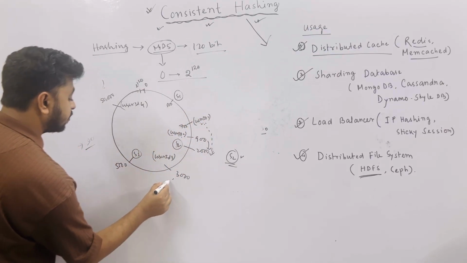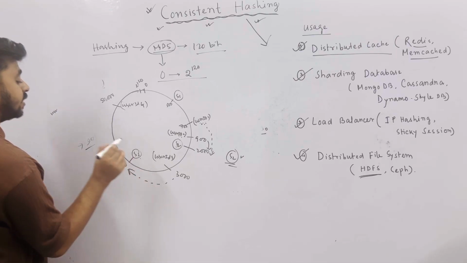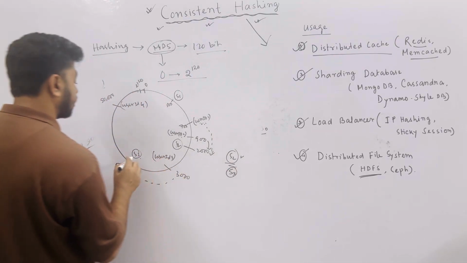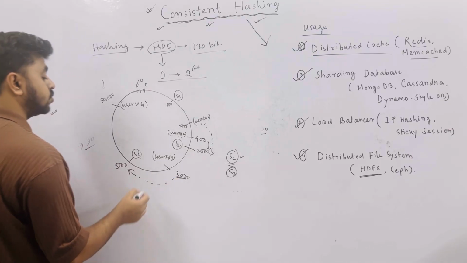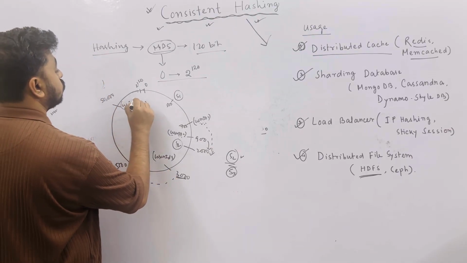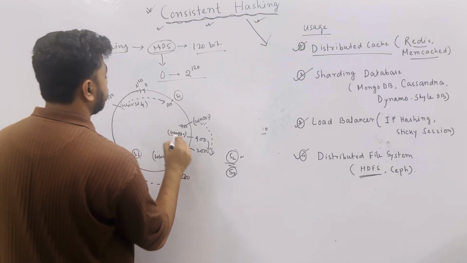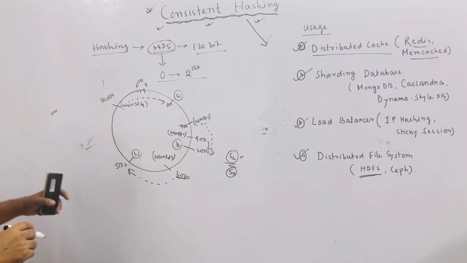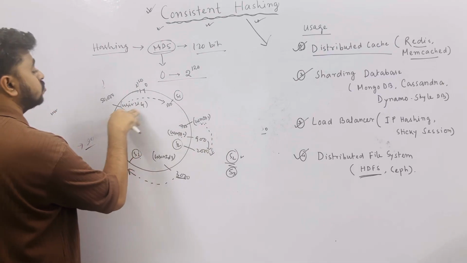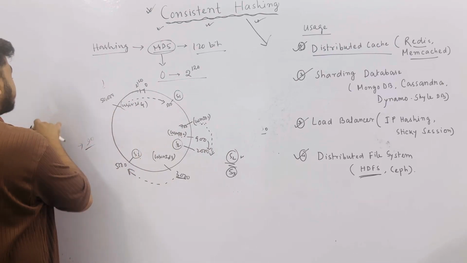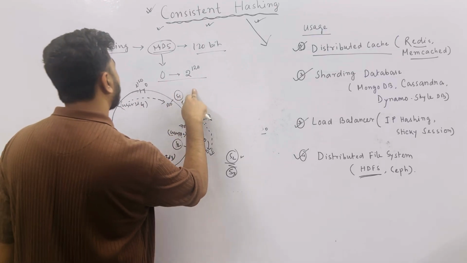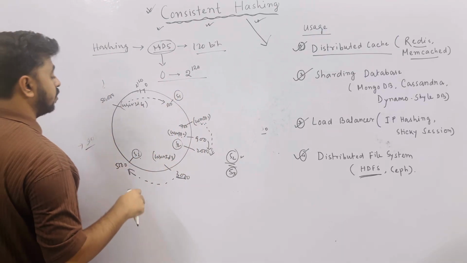For user ID 3, you go clockwise and you find S3, so S3 will be the server which handles the request from user ID 3. For user ID 4, you go clockwise and you find S1. So this way, for every user ID you do a hash, and the algorithm is to find the first server available clockwise.